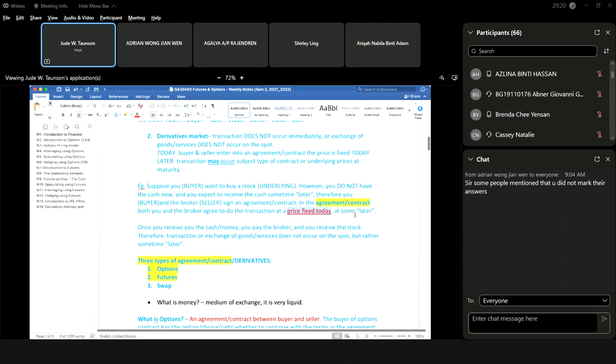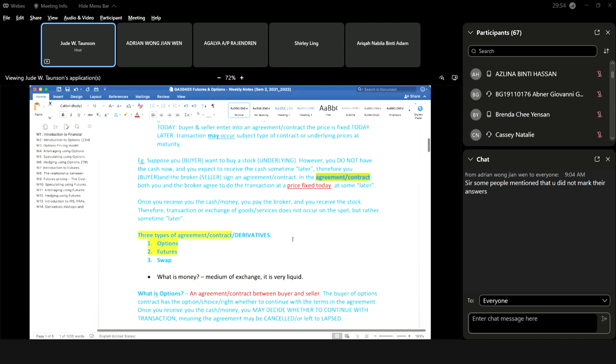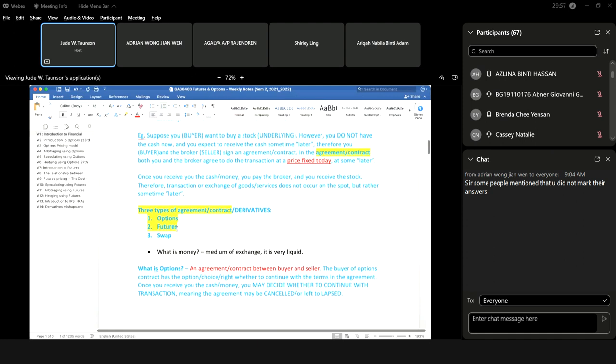To be executed at some time later. So this agreement is what we call derivatives. Ini agreement, contract. So futures is a contract. Option is a contract. Untuk transaksi berlaku pada masa hadapan di mana harga kita tetapkan hari ini. Kita setuju. Okay, so we have done options, and today we're going to discuss futures.